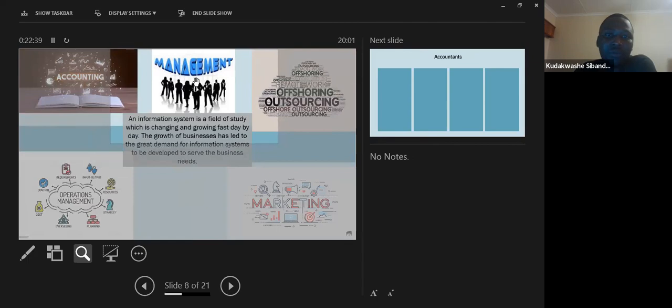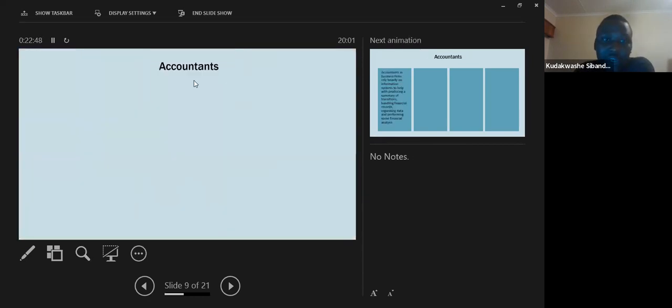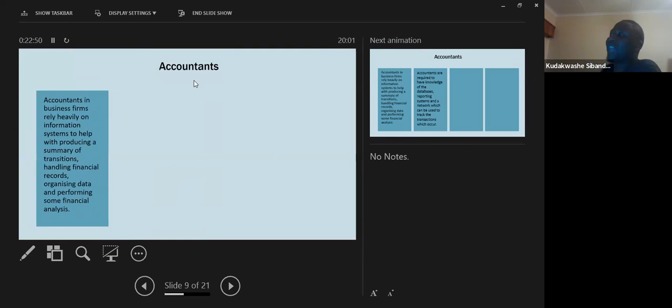Then the last part we're talking about is management, right? Management. Like you guys, you are into management, right? So there are some information systems that you use in management. Let's start with accountants, right? Accountants in business firms rely heavily on information systems to help them produce a summary of transactions. Where they were supposed to give a summary of transactions in a physical document, a software does that, right?